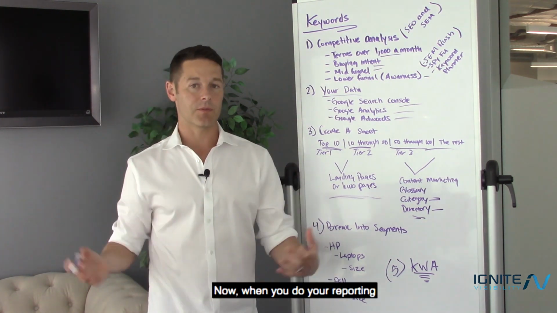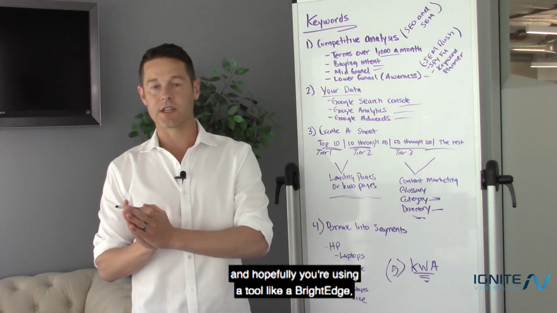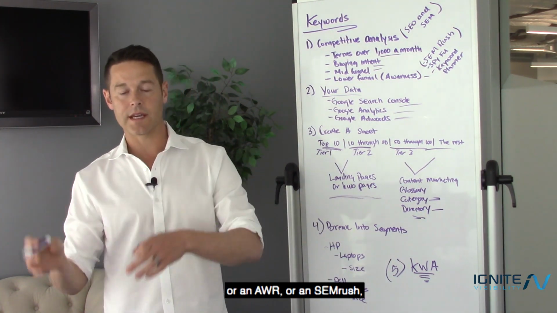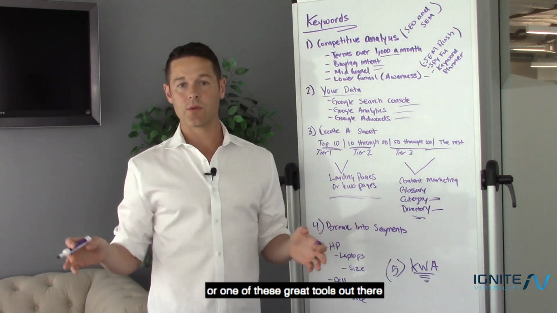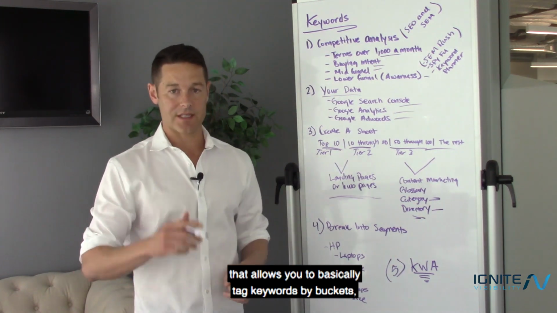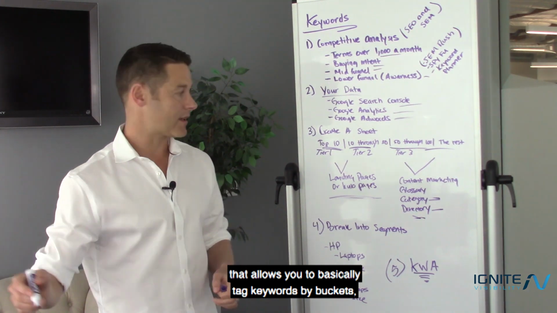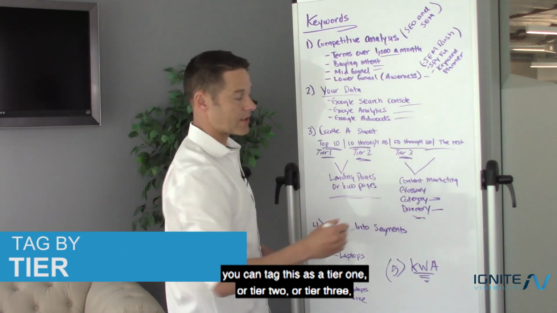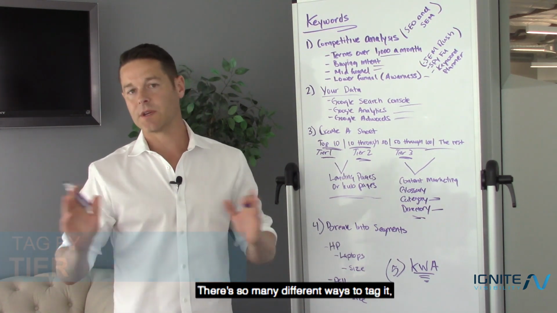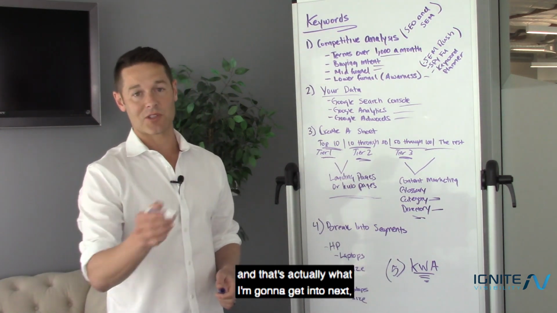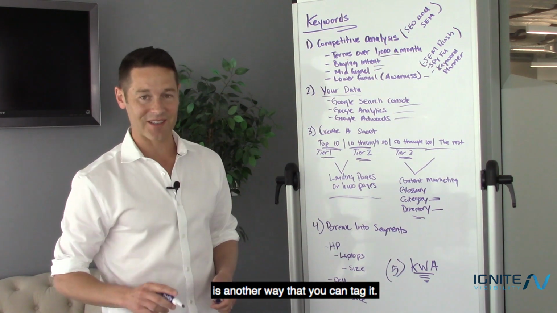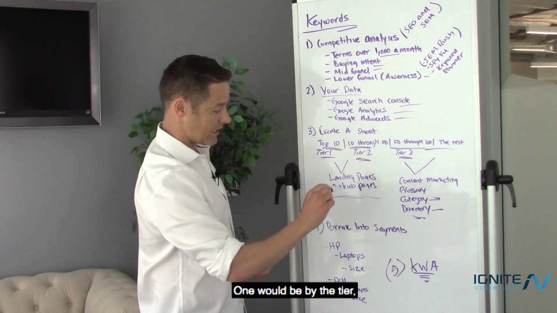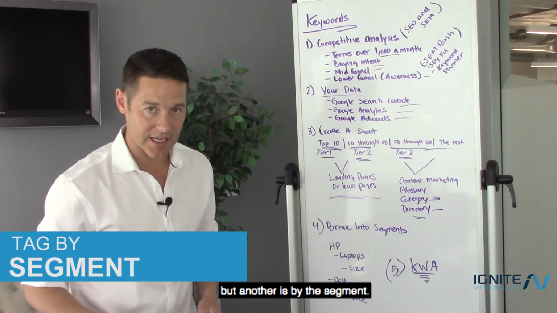Now, when you do your reporting, and hopefully you're using a tool like a BrightEdge or an AWR or an SEMrush or one of these great tools out there that allows you to basically tag keywords by buckets, you can tag this as a tier 1, a tier 2, a tier 3, or however you want to do it. There's so many different ways to tag it, and that's actually what I'm going to get into next, is another way that you can tag it. So you might want to be tagging it a couple different ways. One would be by the tier, but another is by the segment.